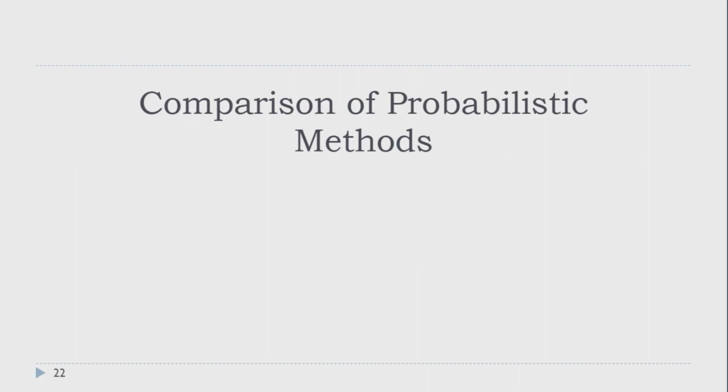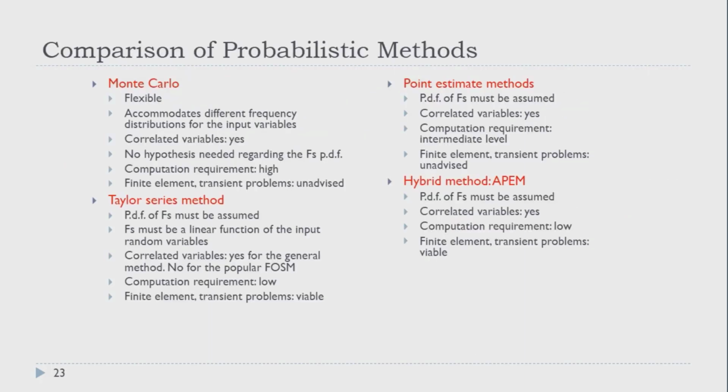So just briefly talk about the comparison then of these methods. Monte Carlo is the most flexible method by far. It accommodates different frequency distributions. It allows the consideration of correlated variables. It does not require any hypothesis regarding the factor of safety PDF. However, the computation requirement is extremely high. And so this is not something that we recommend for finite element transient problems.